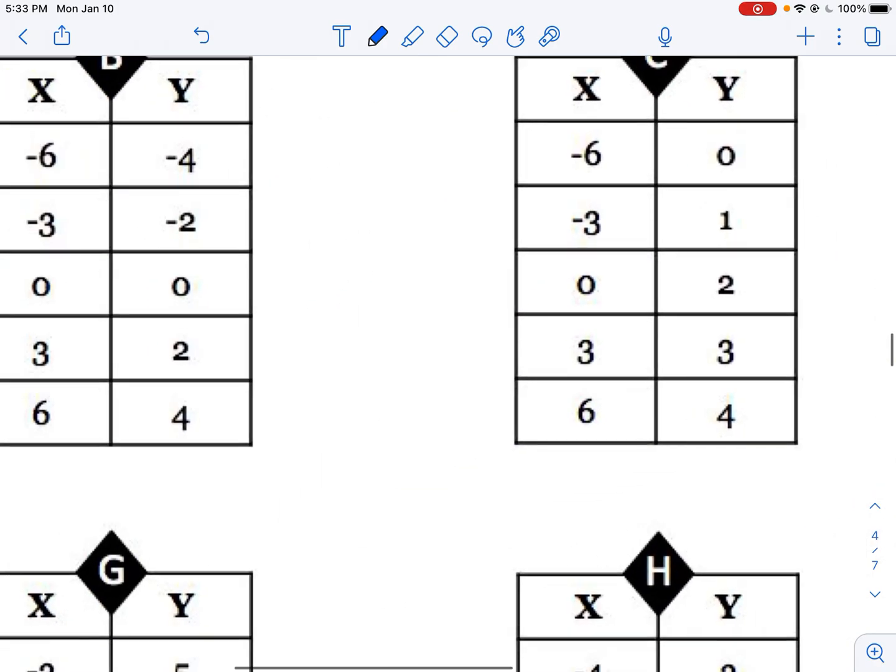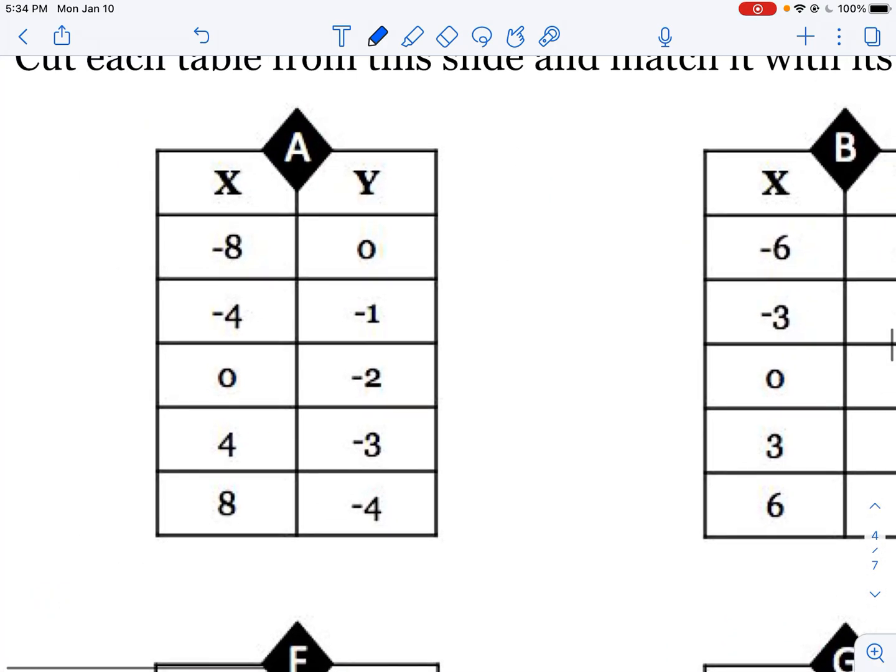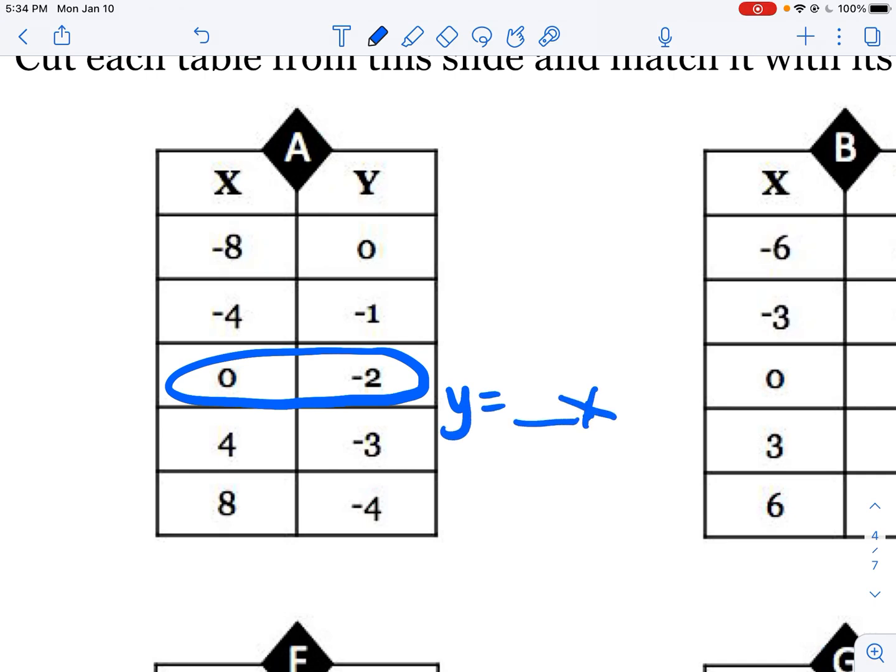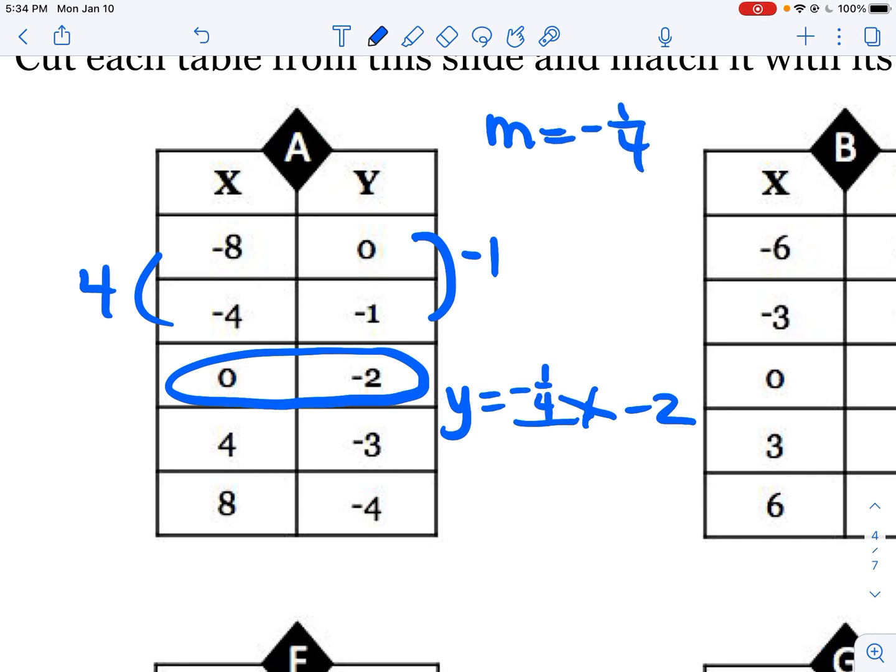Now, for the tables, this one, here is my y-intercept. So when I'm writing this, oops, and it's minus 2. So I come here, that is going down 1, this is going up 4. So my slope here is negative 1/4, so I write negative 1/4.